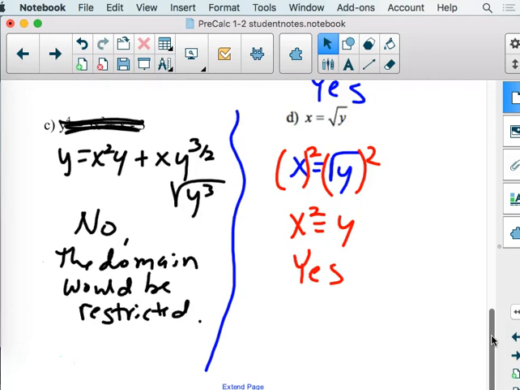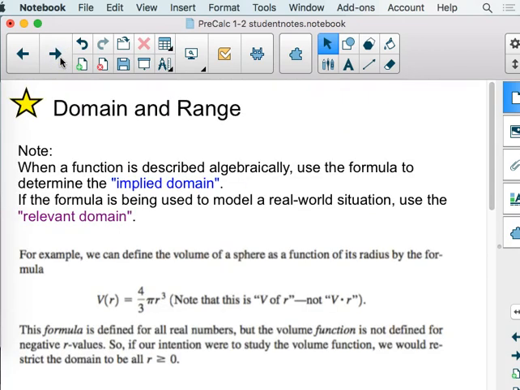So, like I said, we're going to spend a lot of time today on the objective about domain and range here. Determine the domain, implied and relevant, and range of a function. We'll spend the rest of the time actually doing this. So, note, when a function is described algebraically, use the formula to determine the implied domain.